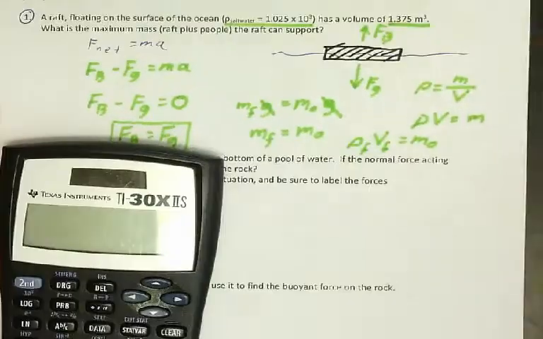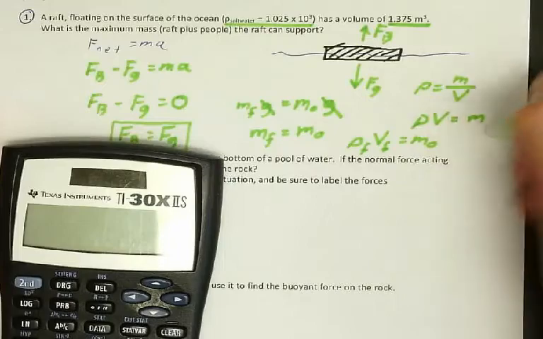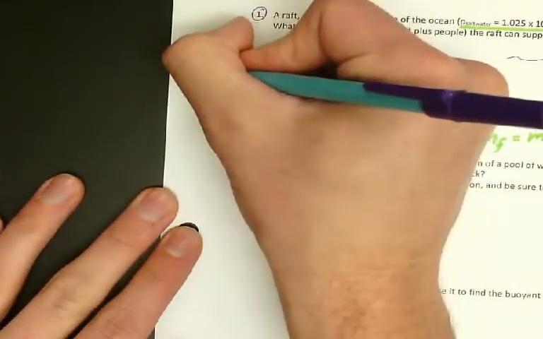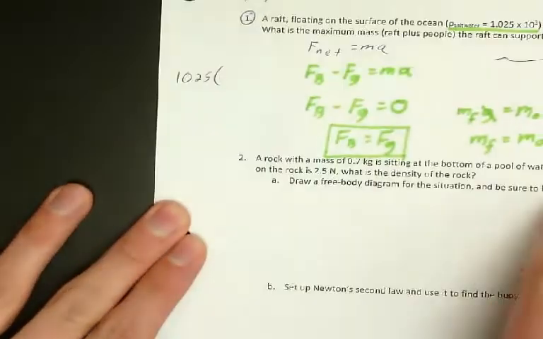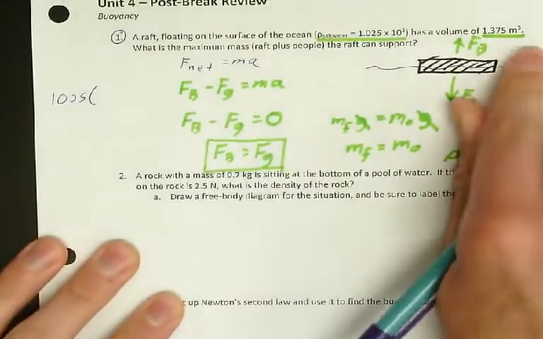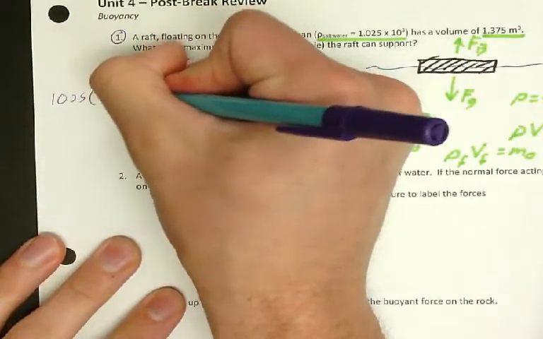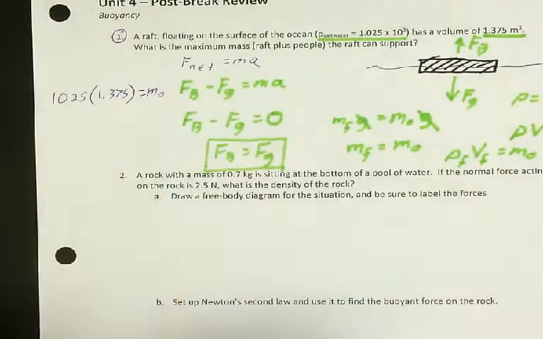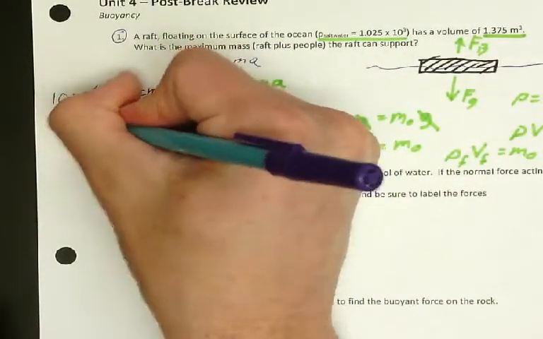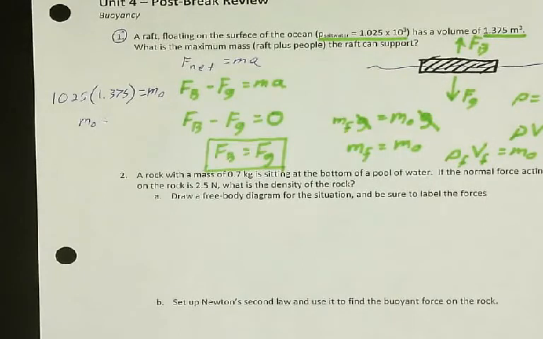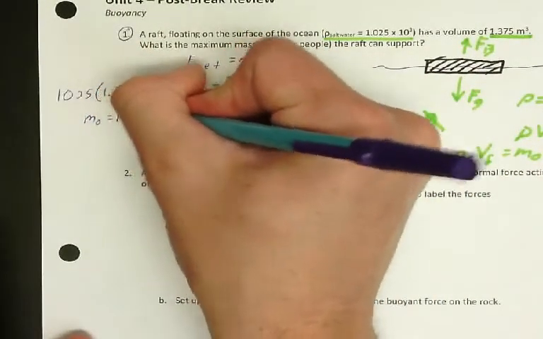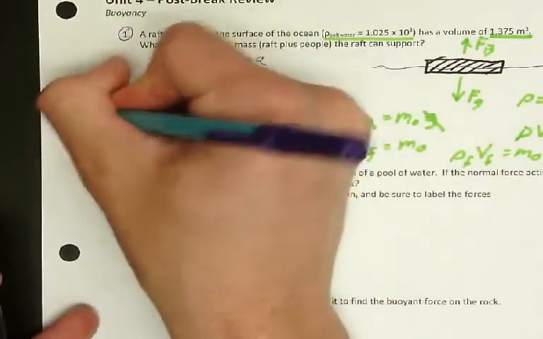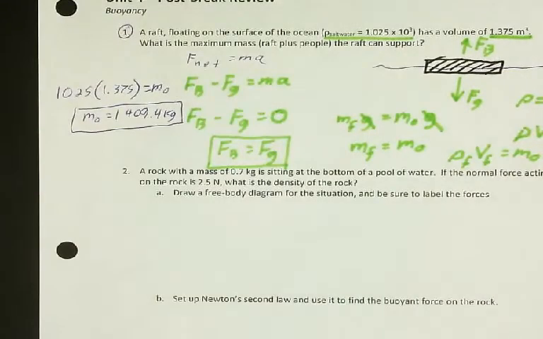So density of the fluid is 1,025. Running out of space here. Coming over here. 1,025 times the volume of the fluid. The volume is 1.375. And that equals the mass of the object. So, this raft can hold 1,409.4 kilograms. That's how much the raft can hold. There you go.